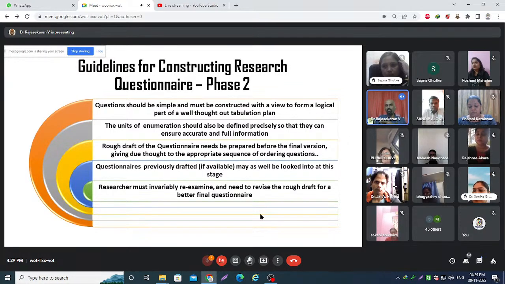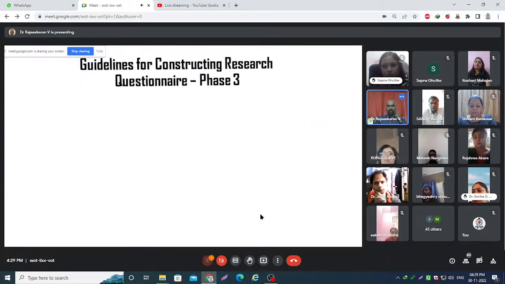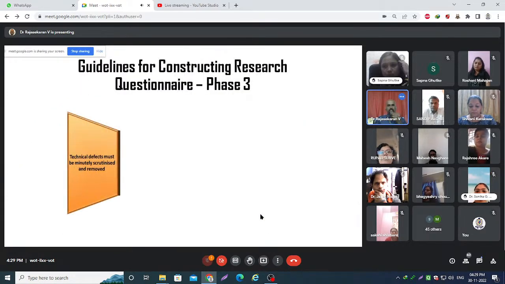This is the second phase. In the first phase we have seen the preliminary. Now it's the preparation stage. These are the things you have to take care of in your mind when you prepare. Next comes the third phase.